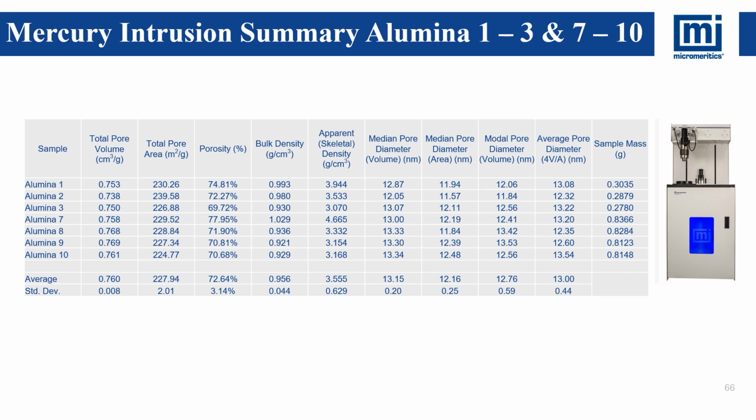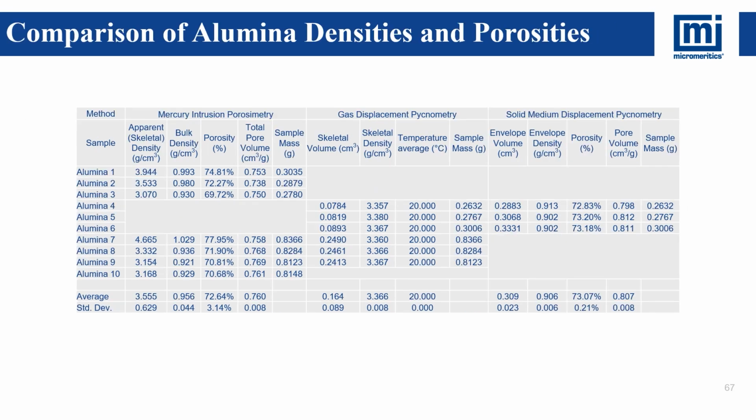Okay, let's compare density and porosity results from our three techniques: mercury intrusion porosimetry, gas displacement pycnometry, and the solid medium flowing powder displacement pycnometry. First, let's take a look at skeletal density by the mercury intrusion porosimetry and the gas displacement pycnometry methods. We see a little bit of difference, 3.555 versus 3.366, but also much better reproducibility by gas displacement.